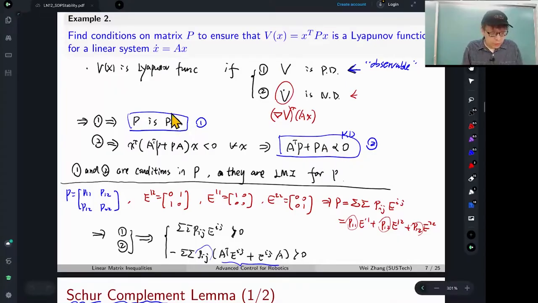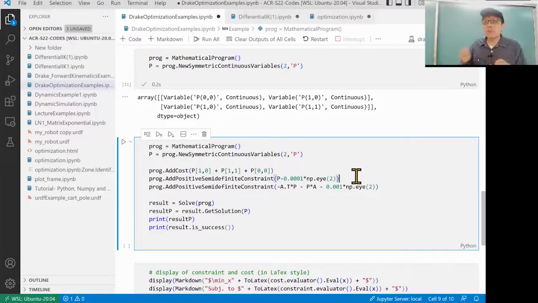If you don't care about positive definite, say purely semi-definite, then zero will be a solution. But we want asymptotic stability. I want P to be strictly positive definite, so it needs to be a little bit bigger than zero. So there's some tolerance here. Also, A transpose P times A needs to be negative definite, so I just take a negative sign and this becomes another positive definite condition. Adding these two, then I can solve it.